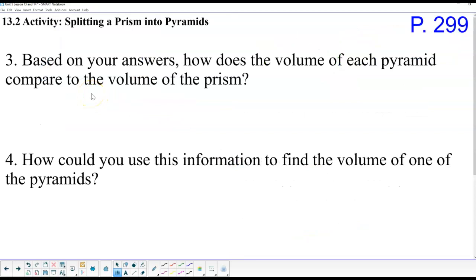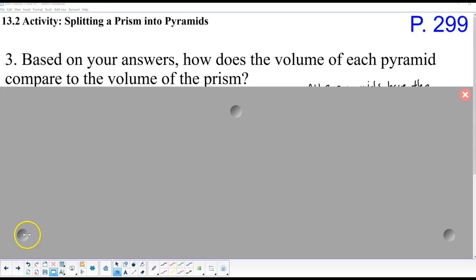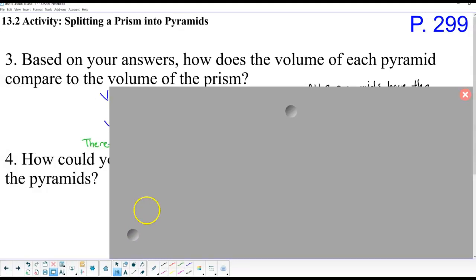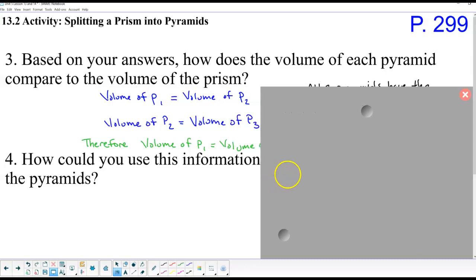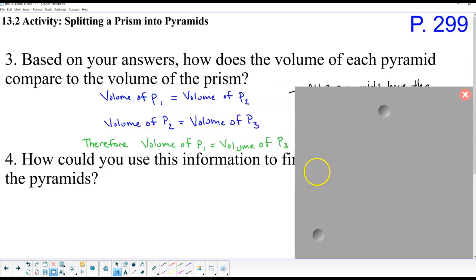Now, what I'd like you to do is finish on page 299. Go ahead and write a conclusion for number 3 and 4. And if the sub could pause the video, we'll go over it in about 2 minutes. So let's take a look at what we know. You didn't have to have this written down exactly like I have. I'm just showing you my thinking here.